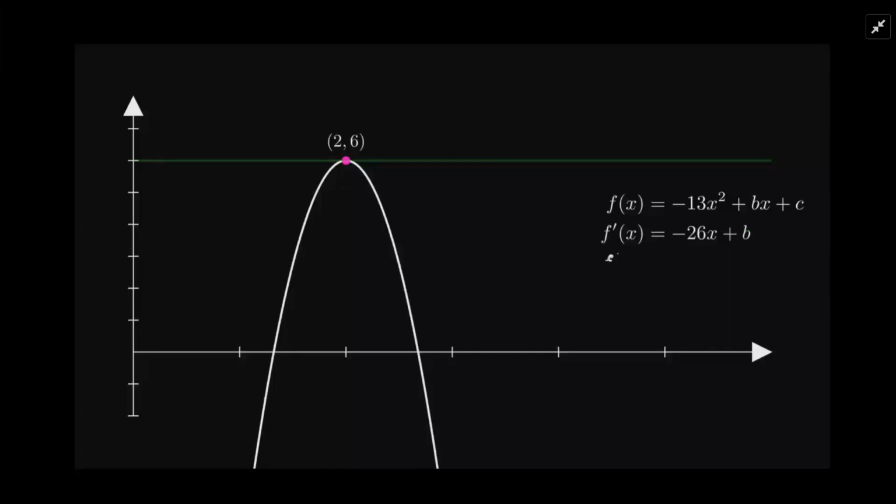So what we know is that the value of the derivative at 2 is 0. That we know because it's a turning point. And so we can put 2 in for x, and we solve for b. So b is going to be positive 52. All right, so we're going to store that. We'll just save that up there on top. Now we have b. We have only c left to get, and c is relatively easy.